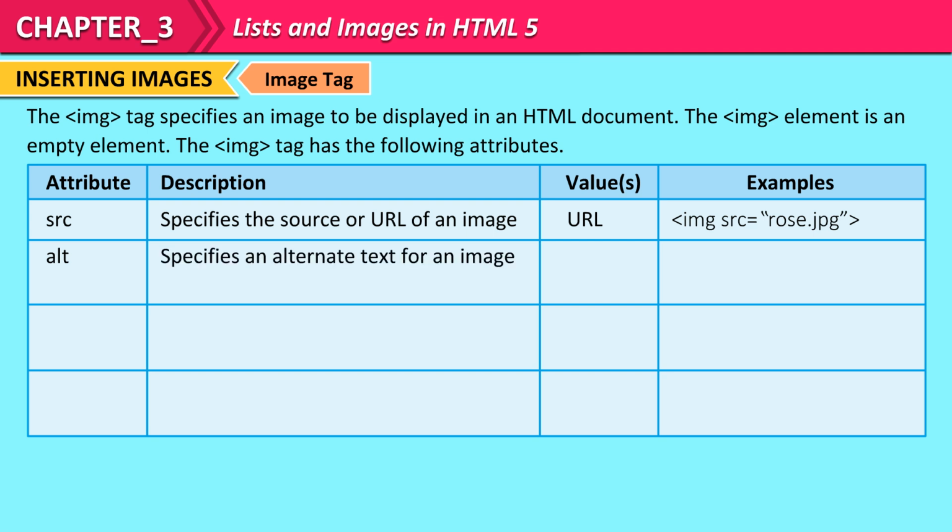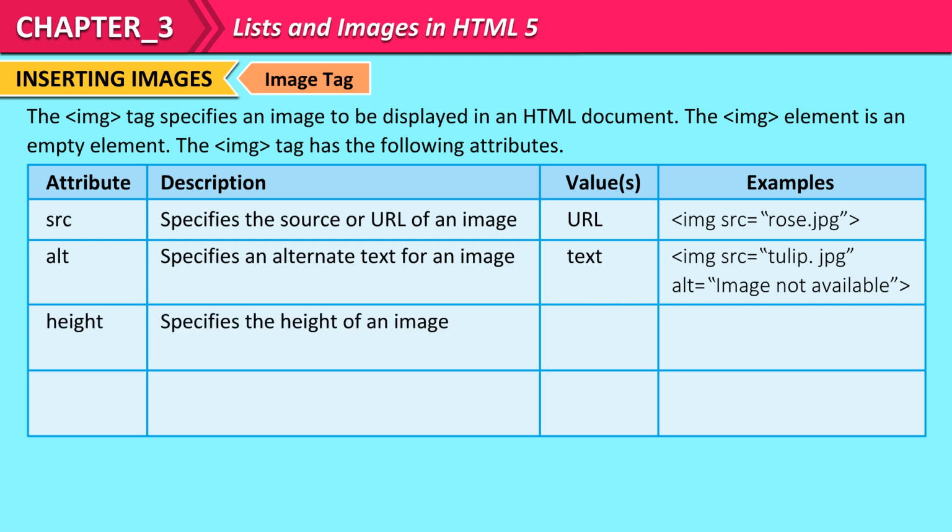Alt specifies an alternate text for an image. Text: image source is equal to tulip.jpg, alt is equal to image not available. Height specifies the height of an image. Value in pixels: image source frog.jpg, height is equal to 100.